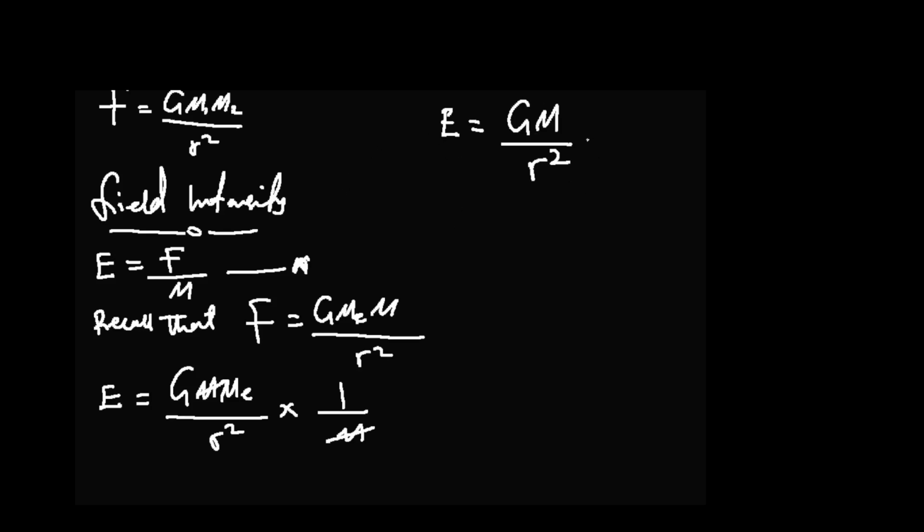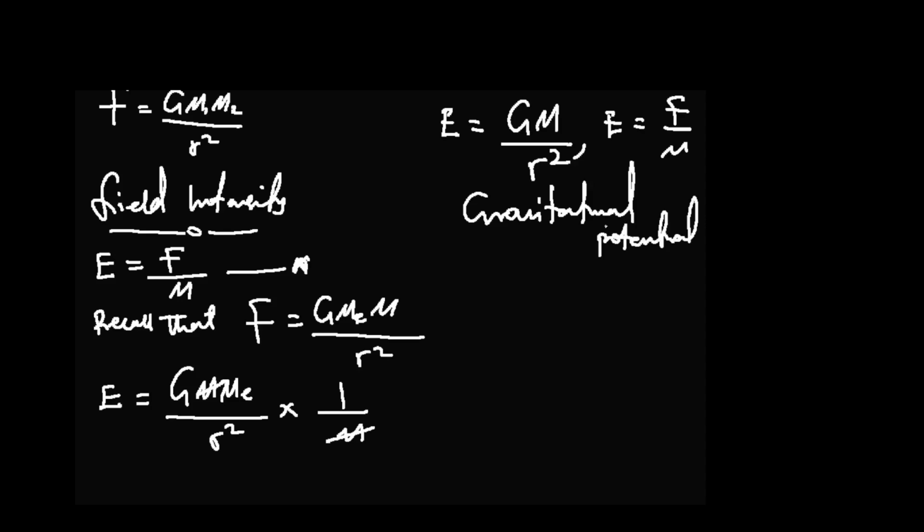All right. So if I have this as the field intensity, and I have this as also the field intensity, I can use any of the two equations depending on the parameters given in the question. Now, the next thing you need to understand how to calculate here is what we refer to as gravitational potential. So what do we call gravitational potential?